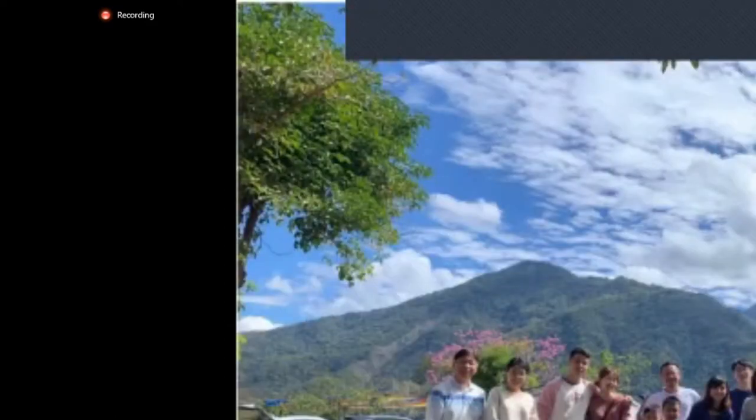And we hope we could have a smoke-free environment like this picture. There's no smoke, blue sky, and a very good environment.